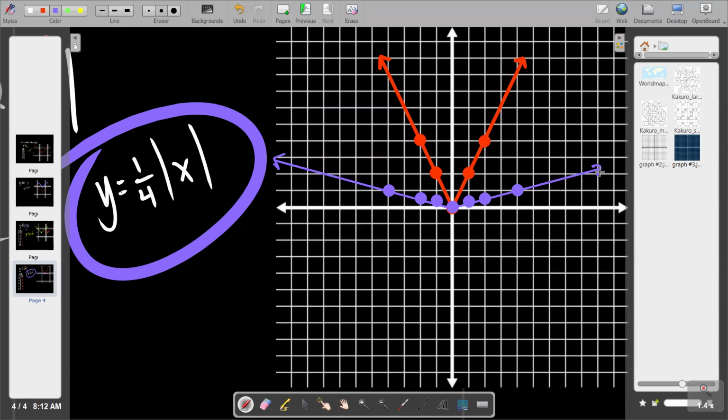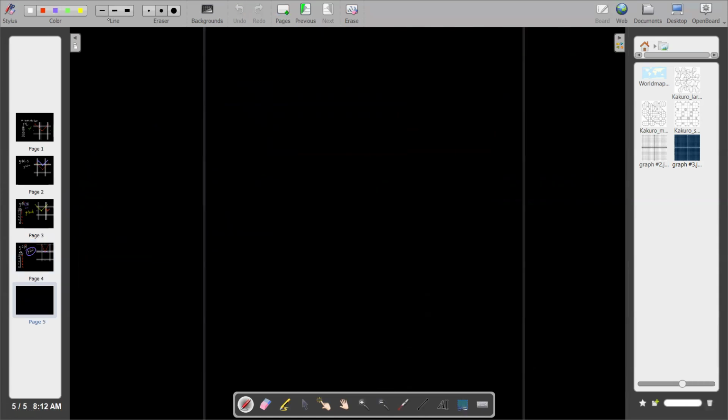So that's 3 transformations down and 1 to go. We've learned that a number outside is an afterthought, movey, uppy, downy. A number inside is a horizontal mover, counterintuitive. And a number in front is a stretch or a compression. Stretch if it's bigger than 1, compression if it's less than 1, which leads us then to the last guy. And the last guy is a negative. You'll probably figure this one out, but would anyone like to guess what happens if I put a negative in front of the absolute value?